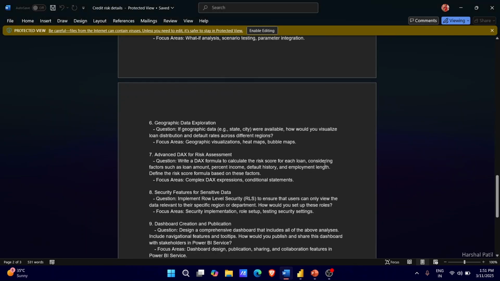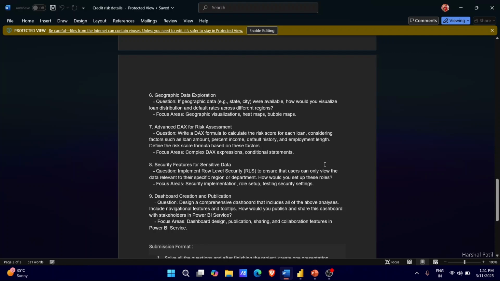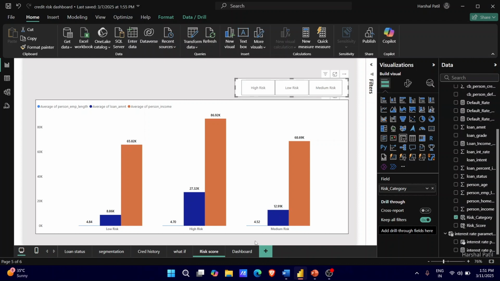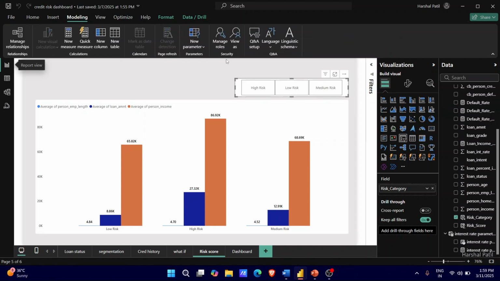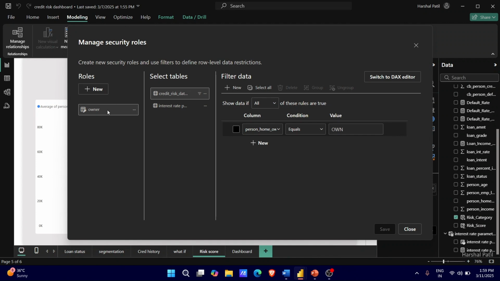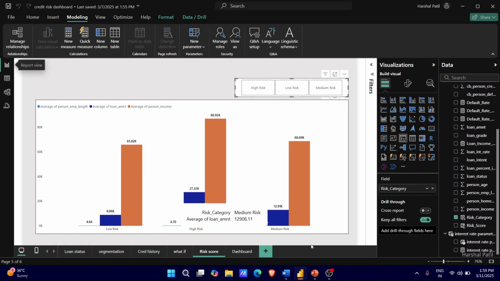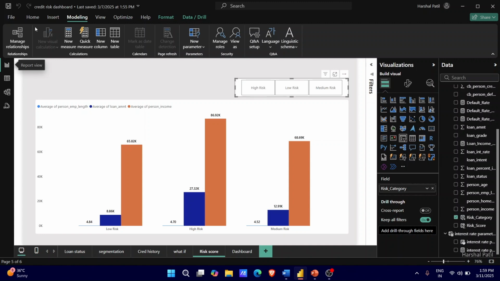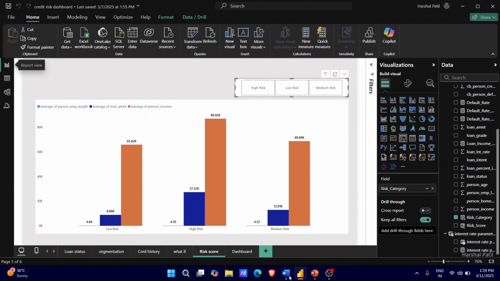So the next question was: implement row-level security to ensure that users can only view the data relevant to their specific region or department. How would you set up the roles for that? What we do is we go to modeling. Here we go to manage roles. Here I've created the owner role where only the owner can access the data. And I have created this owner filter for the person whose ownership is owned, and then close. So that's how we can implement row-level security in the dashboard.